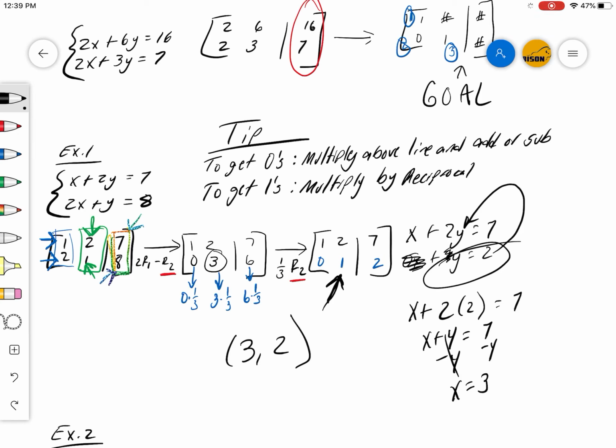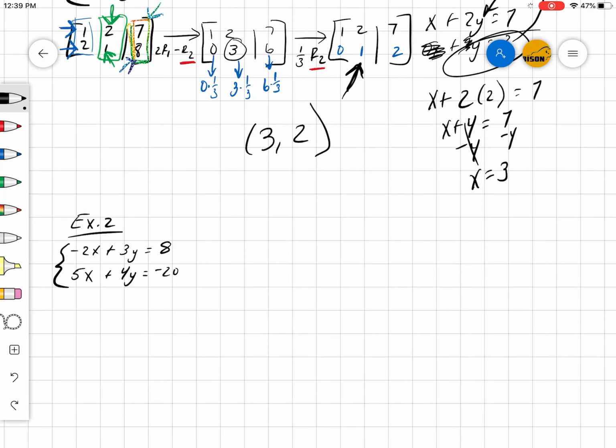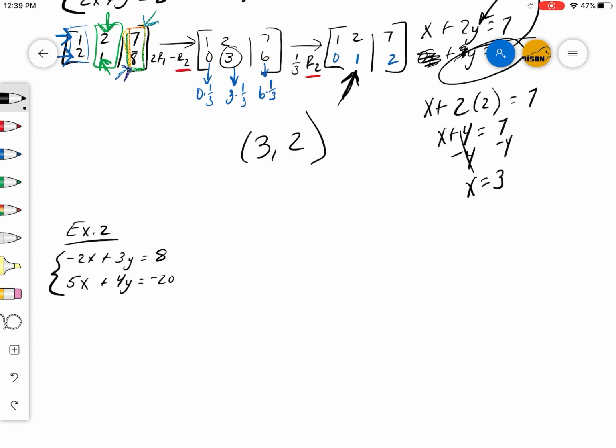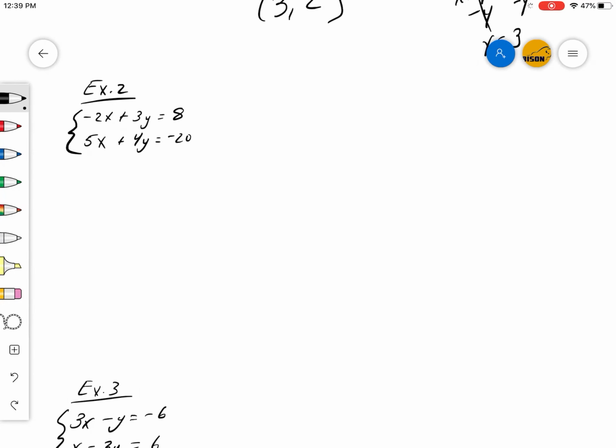This is the easy example. So if you want to watch it again, rewind me and watch me again. If not, we're going to do a little bit of a tougher example. Okay? So this first one. Let's get that off the screen so we can see everything. I'm going to first put it into an augmented matrix.